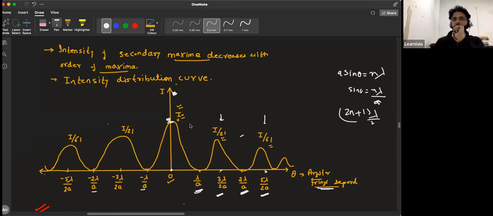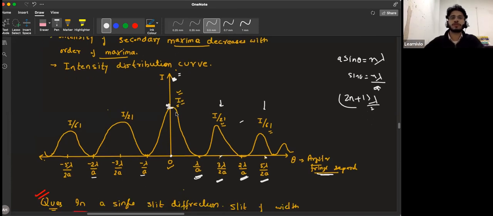This is the intensity distribution curve. If you remember the intensity distribution curve of interference, all maxima have the same intensity. But here the intensity of the central bright fringe is maximum and it keeps on decreasing with the order of maximum. Note it down, please.